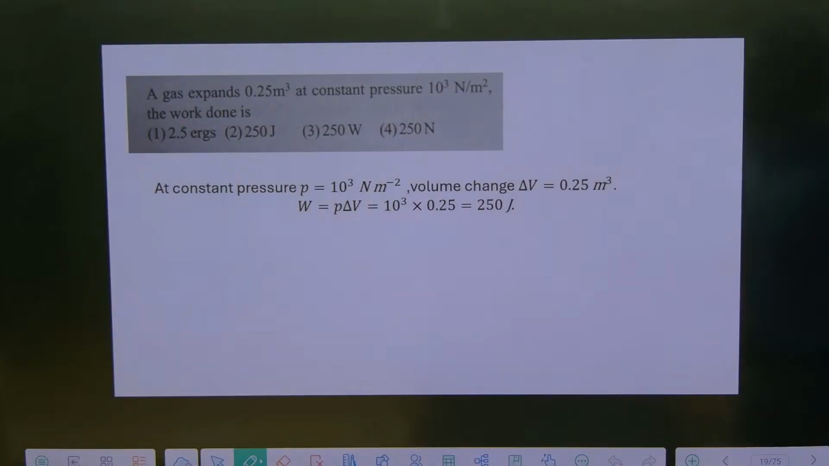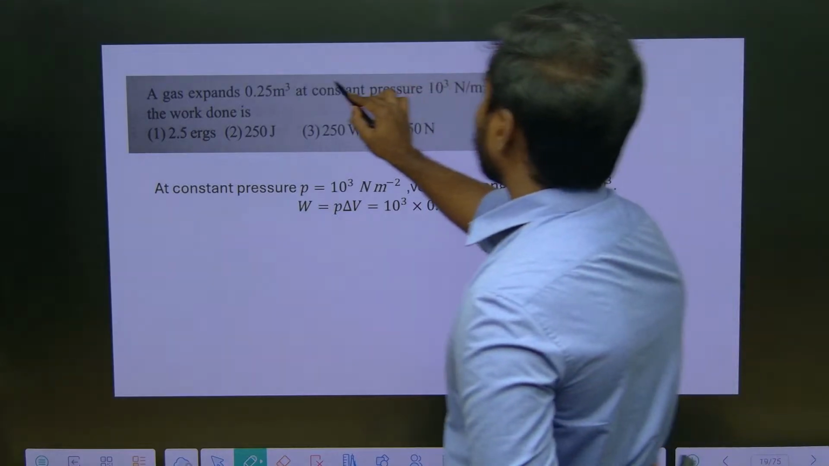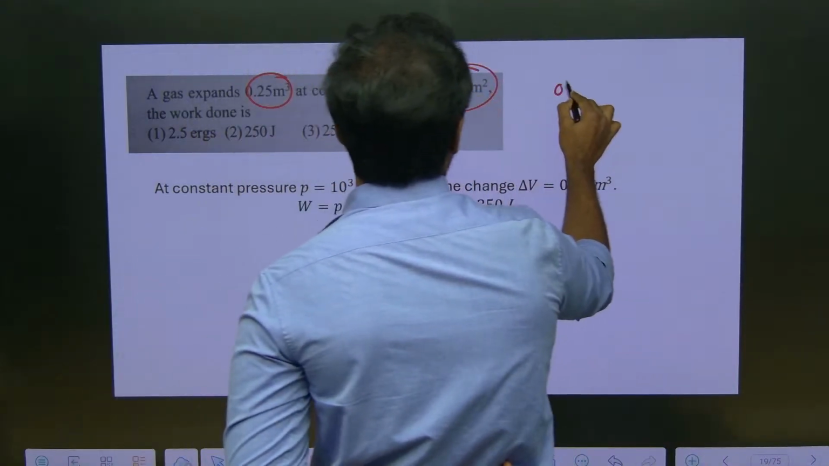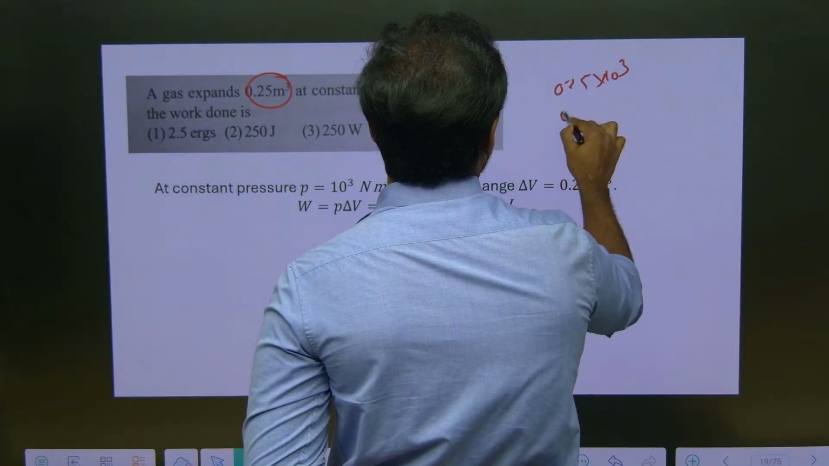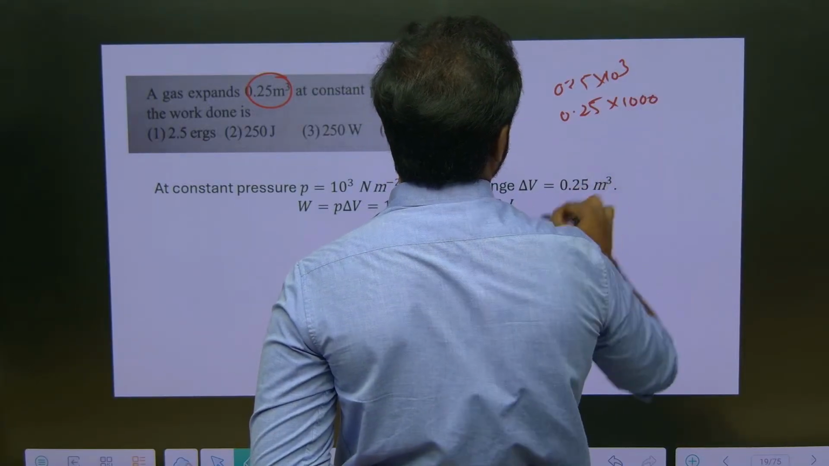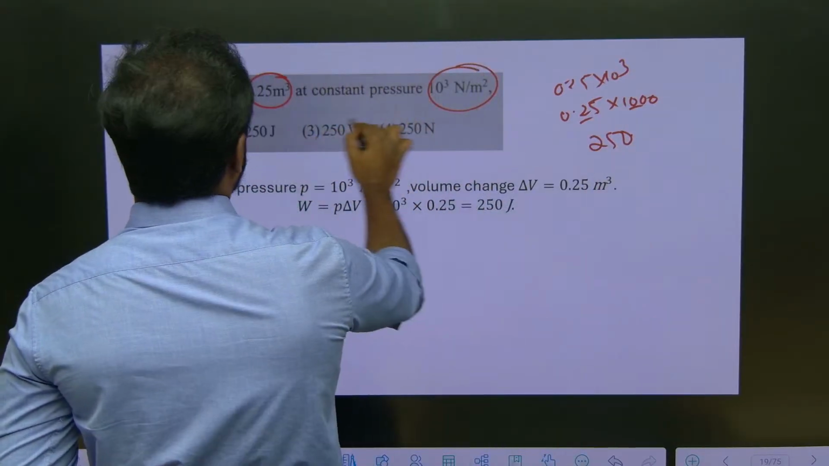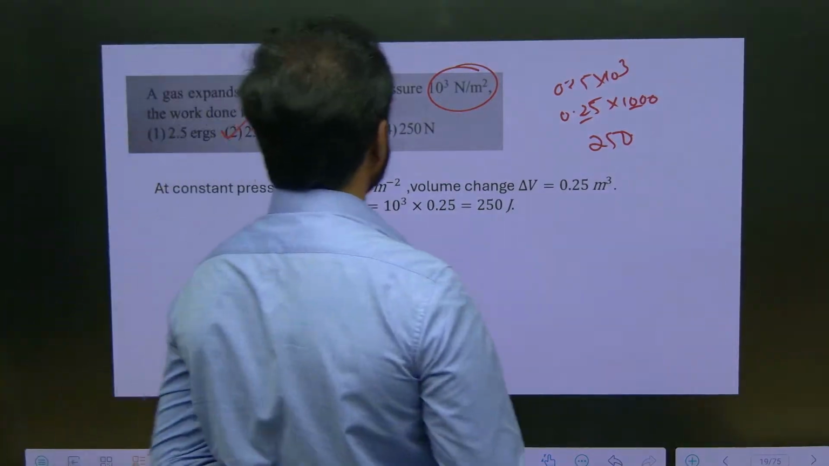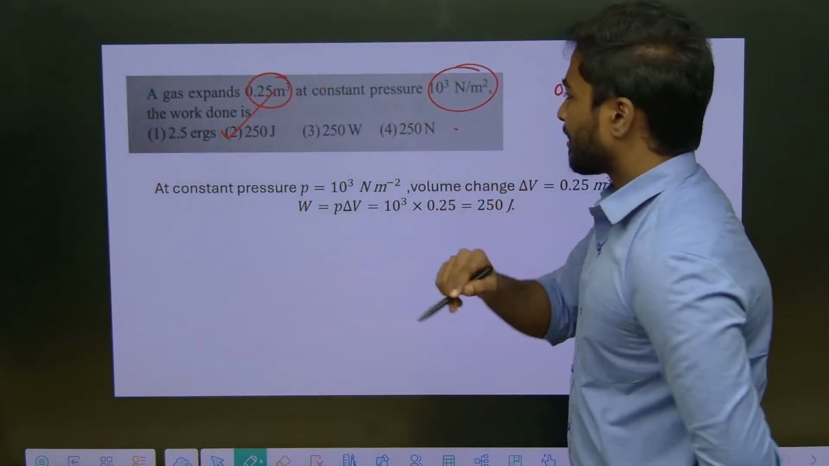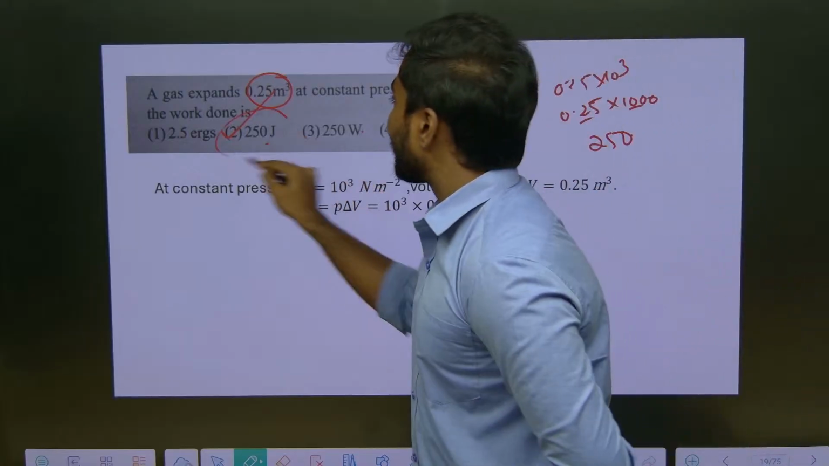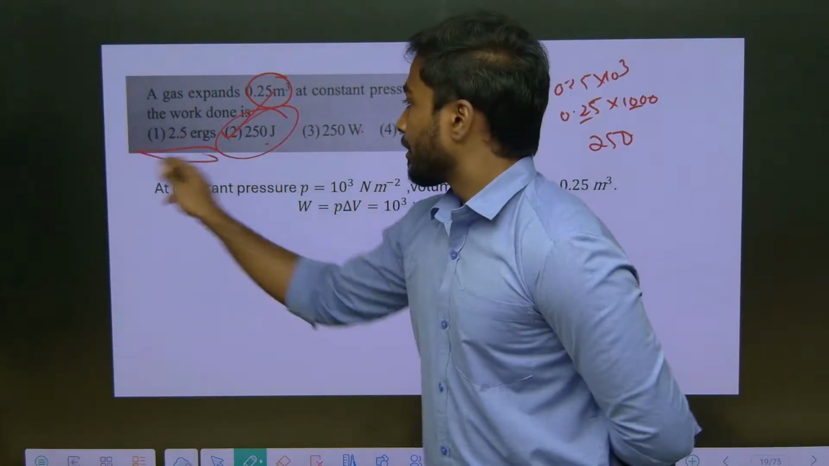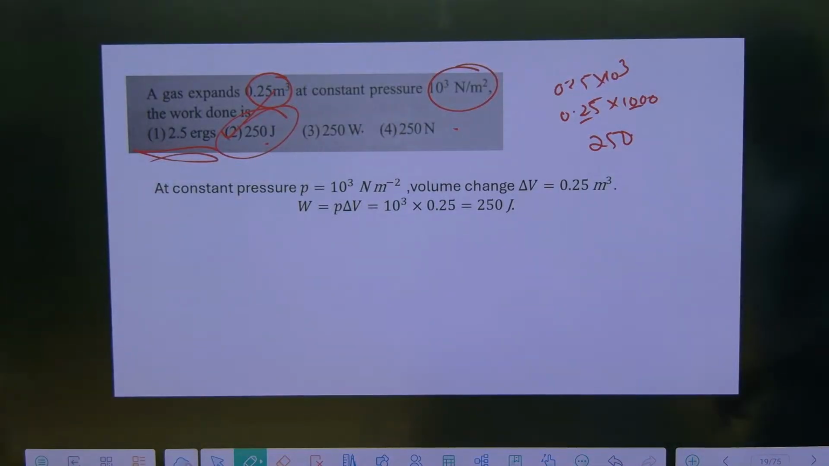Right? So next question. A gas expands 0.25 meter cube at a constant pressure. The gas expands, they are saying. Volume they have given, pressure they have given, 0.25 into 10 power 3. So 0.25 into 1000 is 250 Newton or joules? Yes, joules. Newton in the sense is a force. Watt, joules, energy. Erg is the CGS unit. SI unit I need to get.